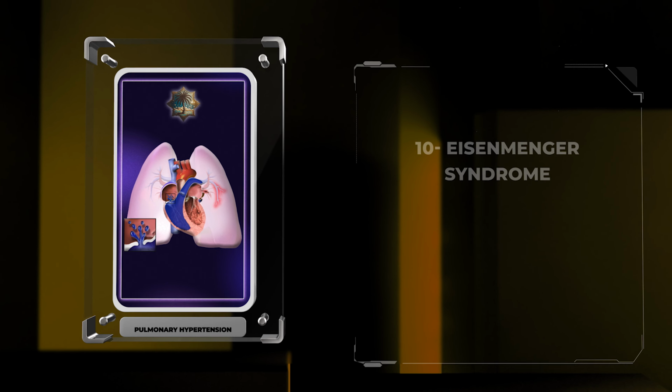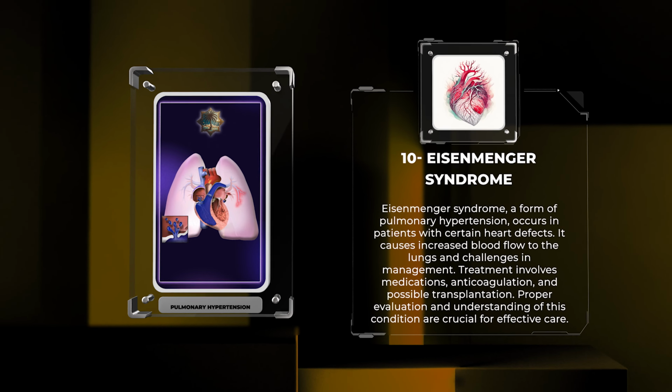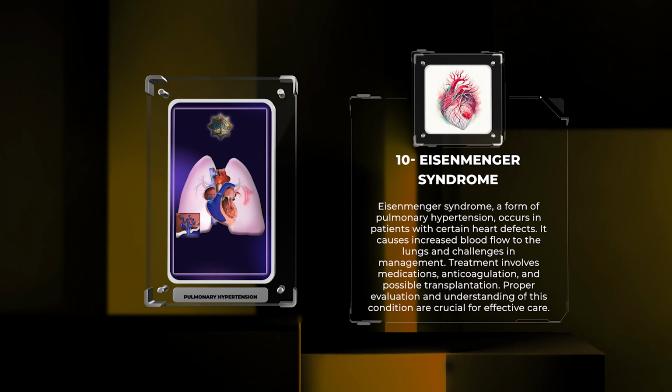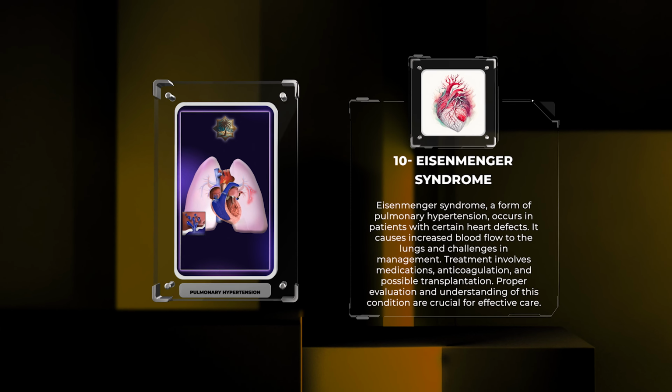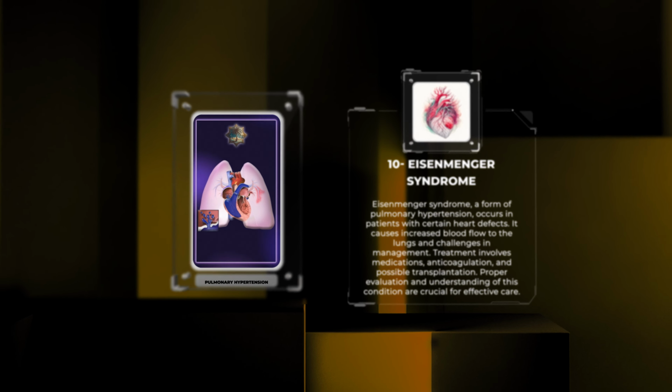Eisenmenger syndrome, a form of pulmonary hypertension, occurs in patients with certain heart defects. It causes increased blood flow to the lungs and challenges in management. Treatment involves medications, anticoagulation, and possible transplantation. Proper evaluation and understanding of this condition are crucial for effective care.